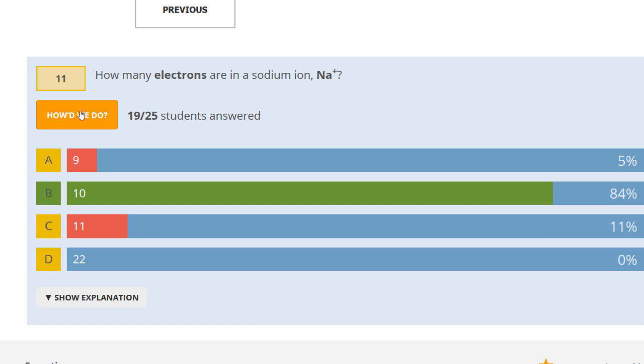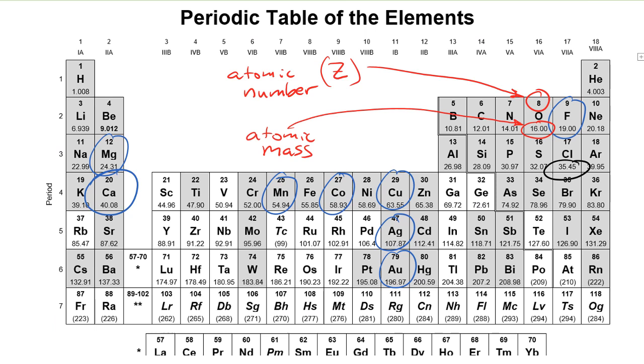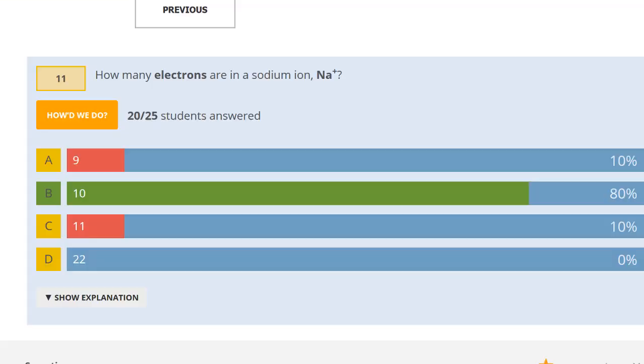There are 10 of them. All right. And that's because sodium by itself, come back here, sodium has how many protons? 11. That comes from the atomic number, so it has 11 protons. Charge is positive. That means that there are more protons than electrons. There has to be 10 electrons.